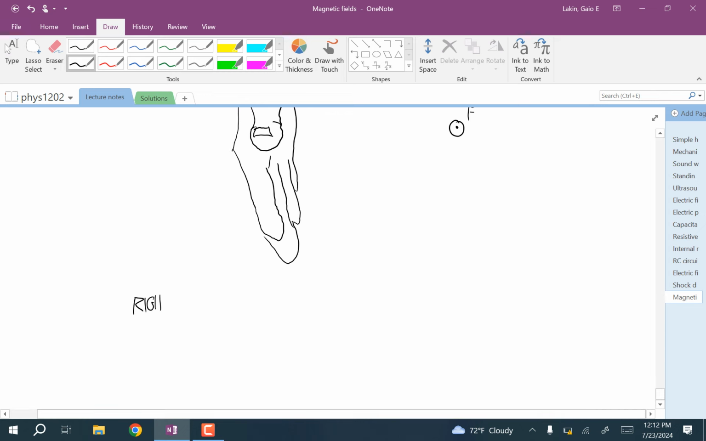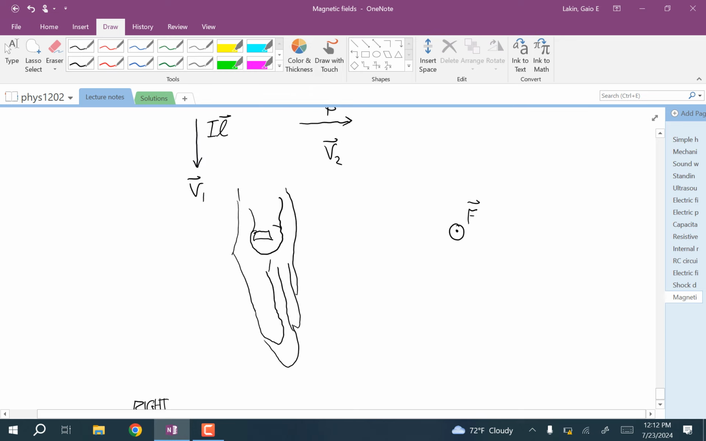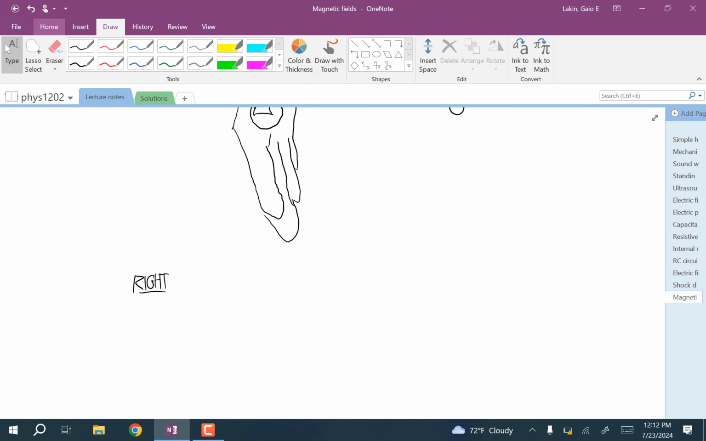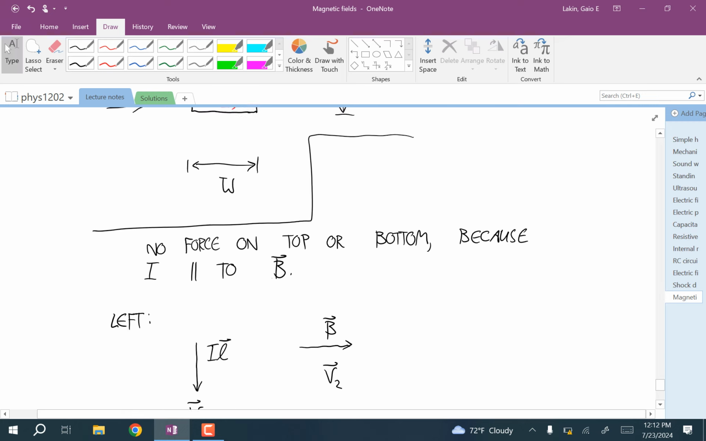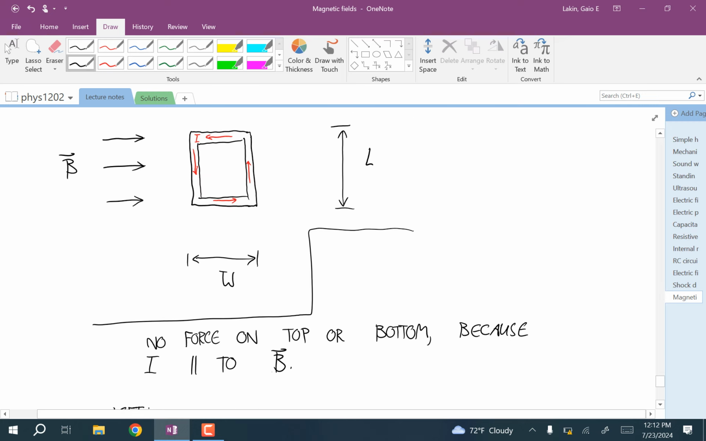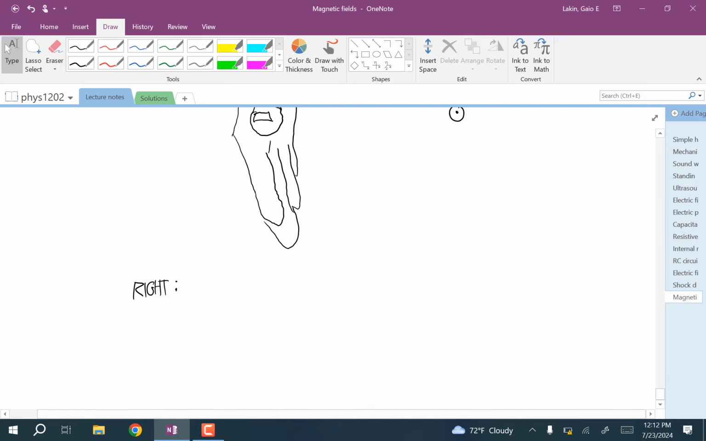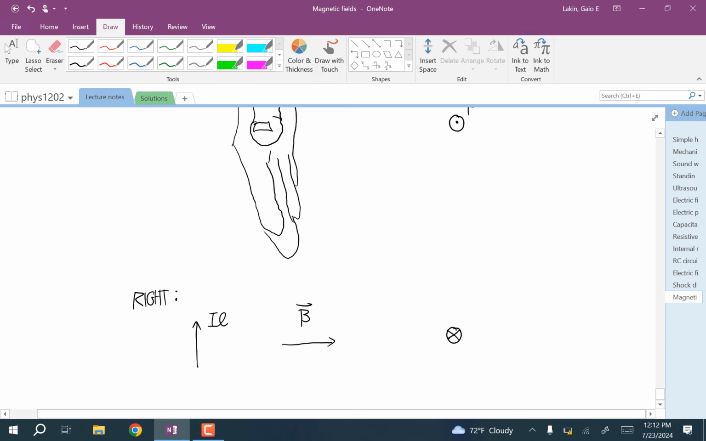Then on the right side, the current times the L vector is up. The magnetic field vector is to the right. And so you need your hand facing the opposite direction. The force in this case is into the page.